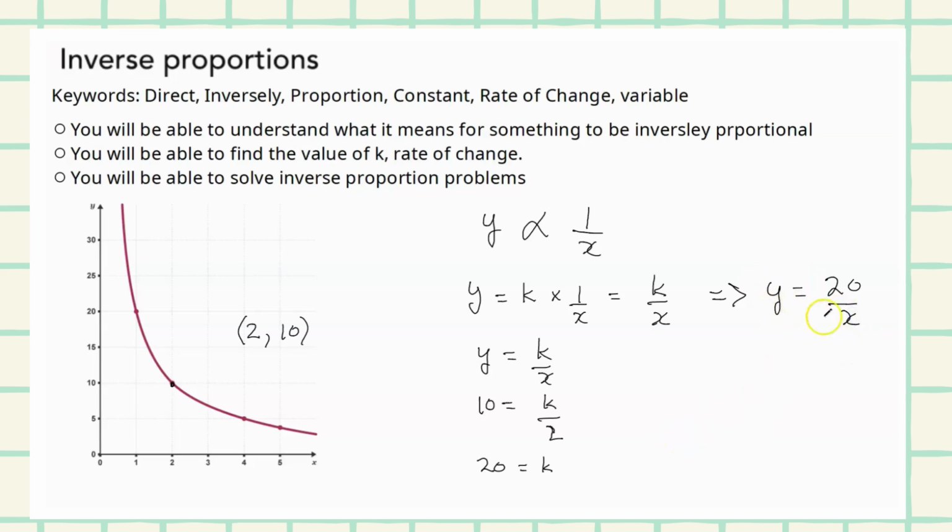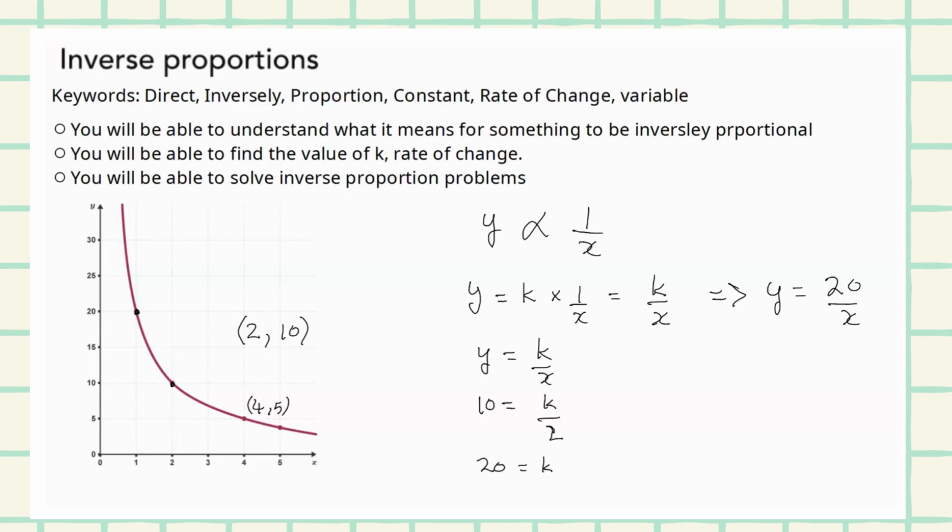We can use this equation here to work out any value on the graph here. So let's say, for example, this coordinate is 4, 5, so we could use the equation there to work it out. So what this is saying is that when x is 4, y should be 5. So if you put 4 in here, 4 into 20, you would get 5. Let's choose this value here. When x is 1, y should be 20. And that's true as well. 1 into 20 goes 20. So that's the equation. Now let us look at some problems.